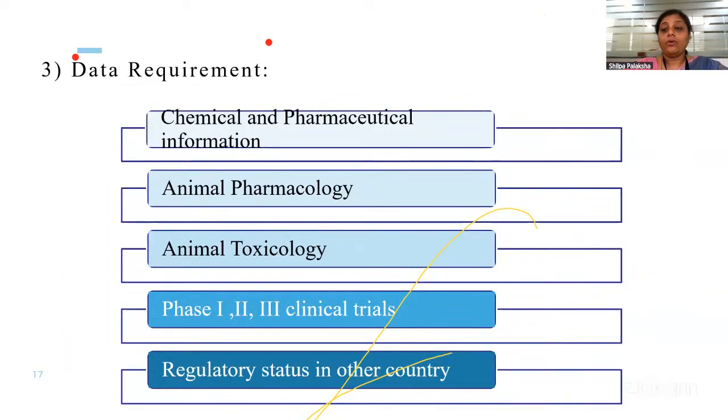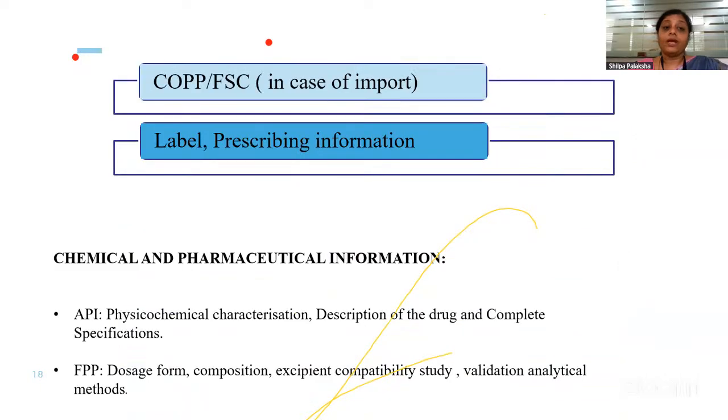The data required for processing the clinical trial application is similar to how we process an IND application. It includes chemical and pharmaceutical information of the investigational product, and animal pharmacology. The animal studies reports have to be included, both pharmacological and toxicological studies. Then phase 1, phase 2, phase 3 clinical trials, and regulatory status in other countries. Also, if there is any import, the import information, how it will be imported, along with the labeling and prescribing information should be there. The chemical and pharmaceutical information includes the API, so the physicochemical characterization, description of the drug, and complete specification have to be mentioned for the active pharmaceutical ingredient.